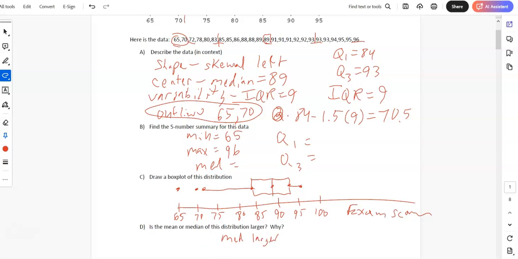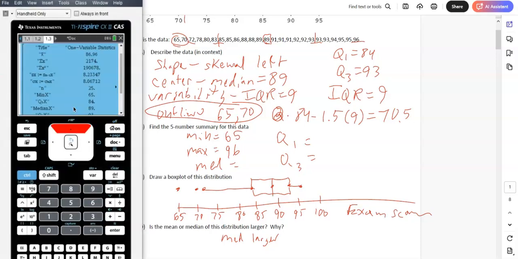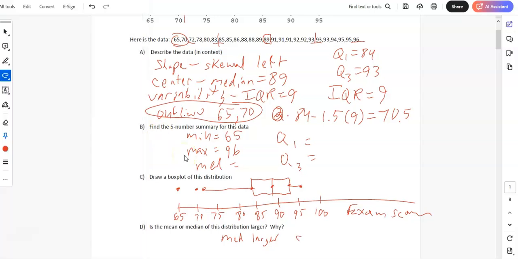By the way, you can definitely just check that here too as well. If you look, the mean is 86.96, that's X bar. Median is 89. So 89 is bigger, the mean is smaller. Why? Because it's skewed to the left. And so the mean is smaller than the median.